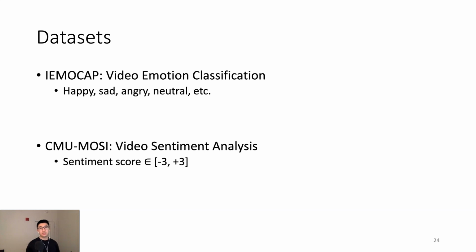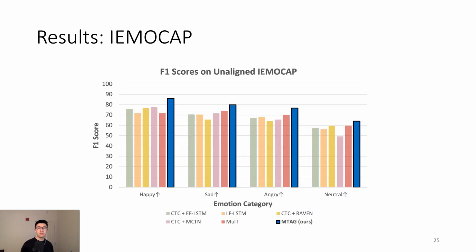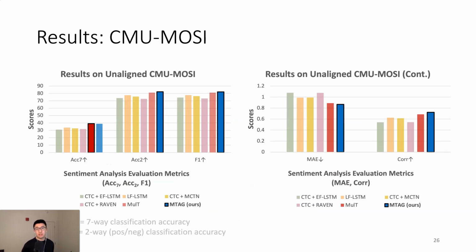We evaluated our method on 2 datasets. The first one is called IEMOCAP. IEMOCAP is a video emotion classification dataset. And the second dataset is CMU-MOSI, which is a video sentiment analysis dataset. On IEMOCAP, our model is able to achieve the highest F1 score on all emotions. And on CMU-MOSI, our model is also able to achieve the highest score on most of the metrics.